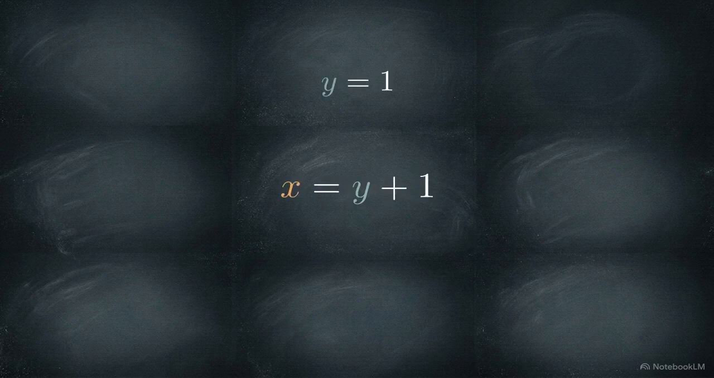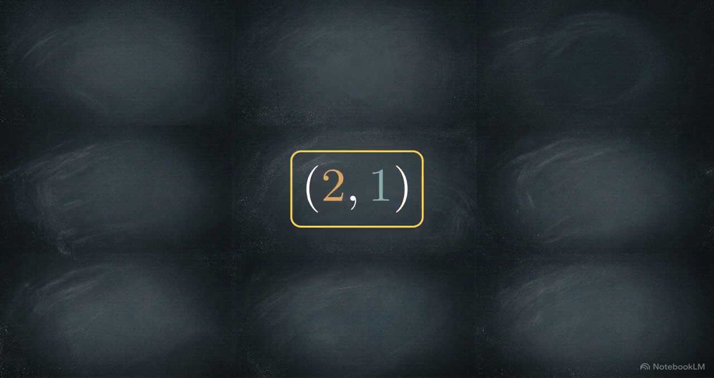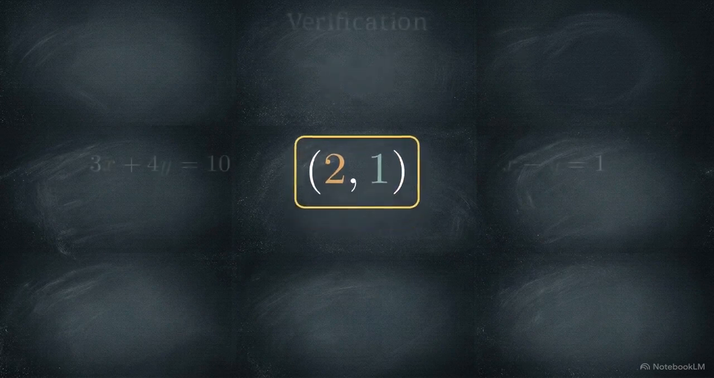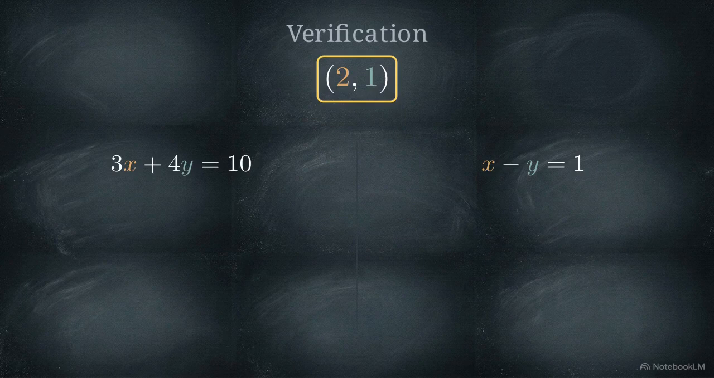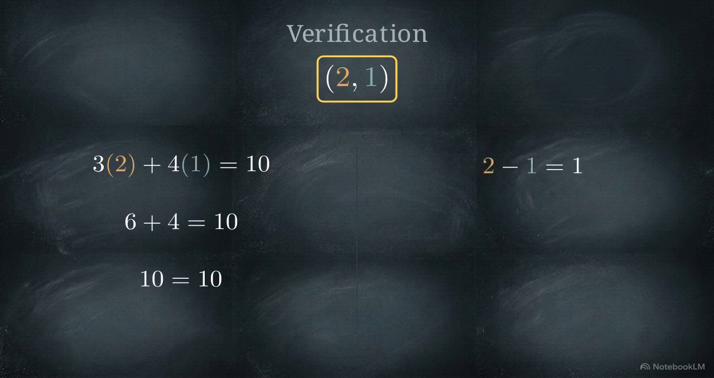To find the final coordinate, we take that y equals 1 and plug it back into our isolated x equation. This reveals x equals 2, giving us the full answer, (2, 1). You can prove your answer is correct by plugging both numbers back into the original equations. 3 times 2 plus 4 times 1 equals 10, and 2 minus 1 equals 1. Both statements are true, which guarantees you have the right intersection.